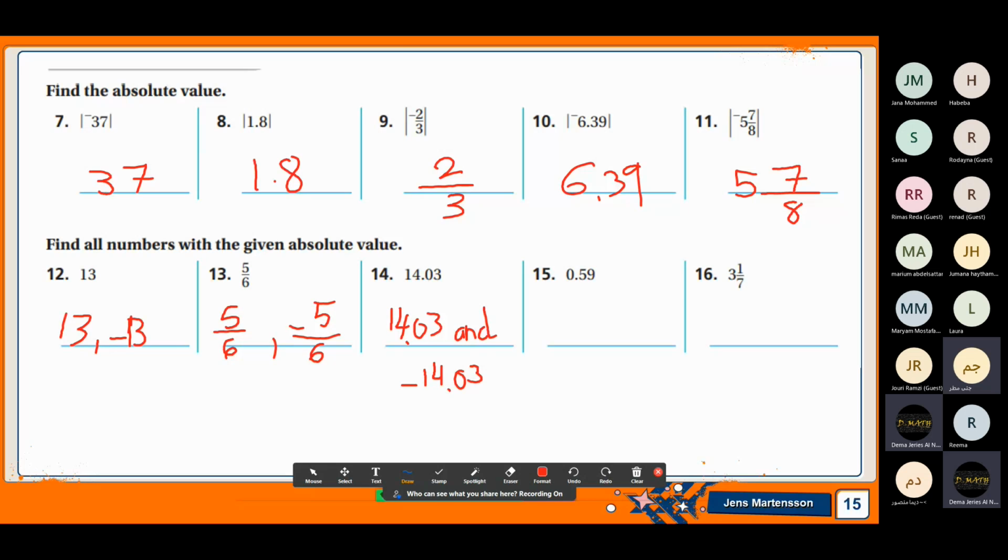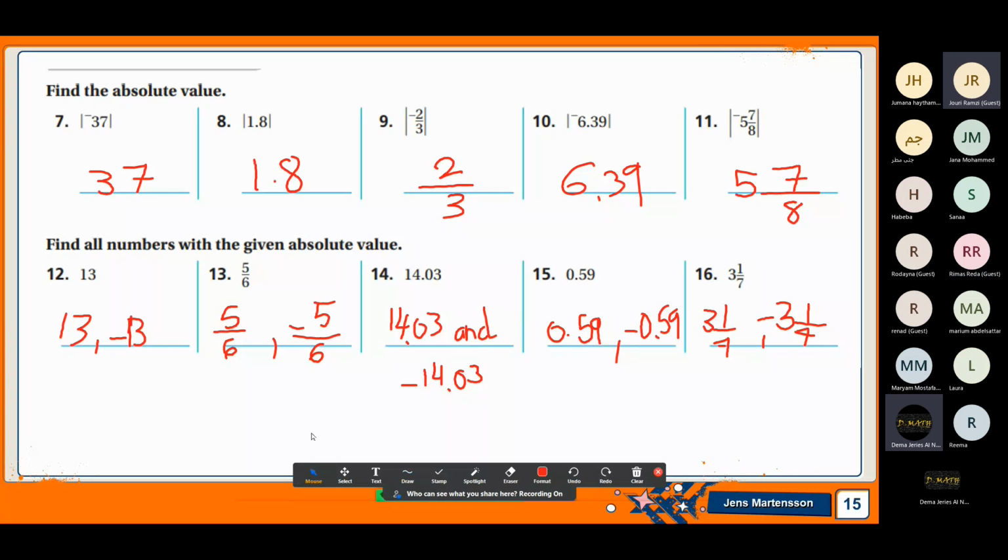Okay, Jury. Yes, teacher, it's going to be 0.59 and negative 0.59. Bravo. After Jury now is Jumana. 3 and 1 over 7. Yes, Jumana. It will be 3 and 1 over 7, or negative 3 and 1 over 7. Bravo.